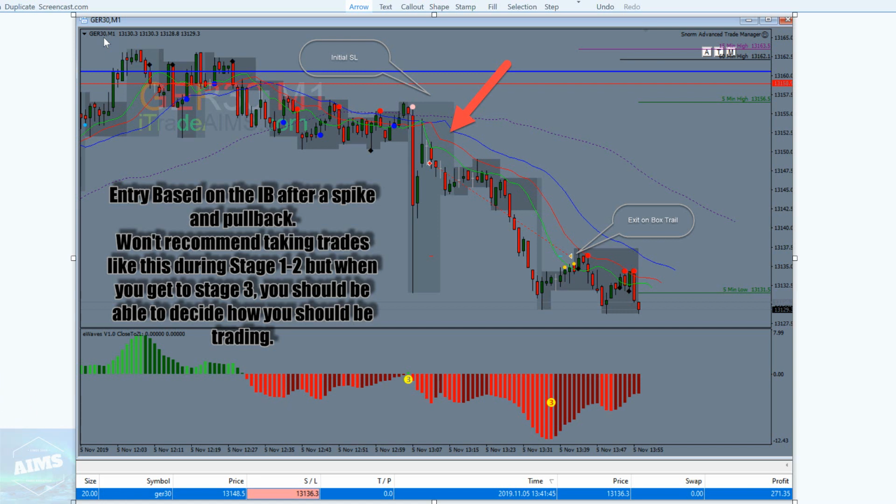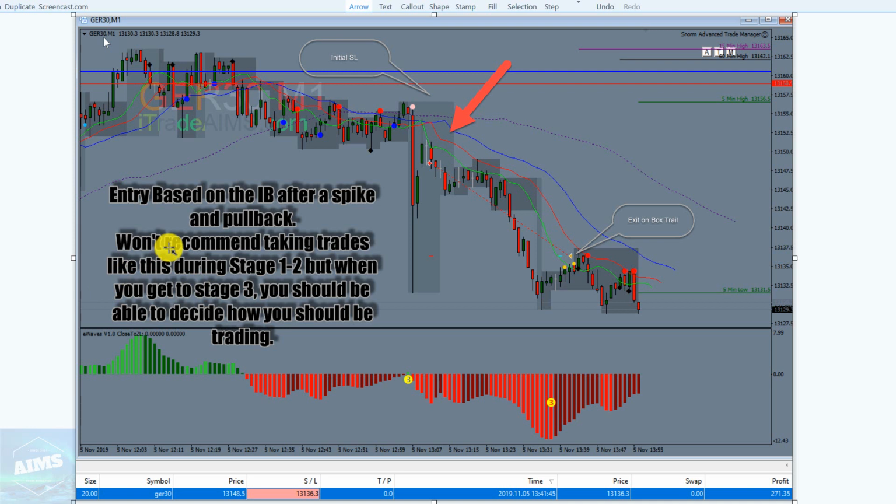The next one. Okay, yeah, stop loss was here. So this is the picture that I actually posted in the group. Entry based on the IB after a spike and pullback. Won't recommend taking trades like this during stage 1 and 2, but when you get to stage 3, you should be able to decide how you should be trading.